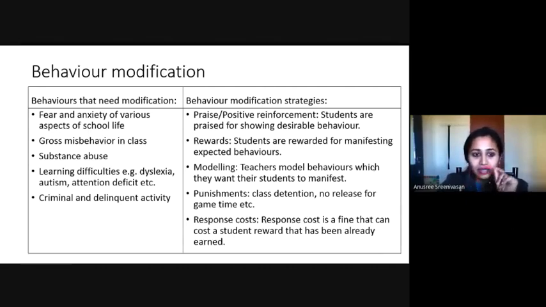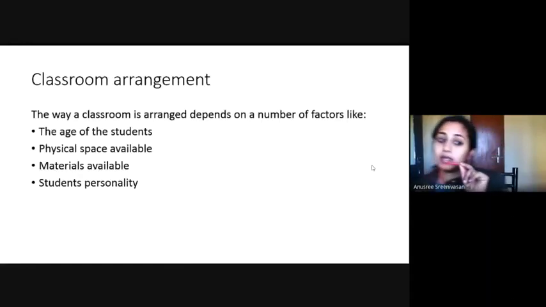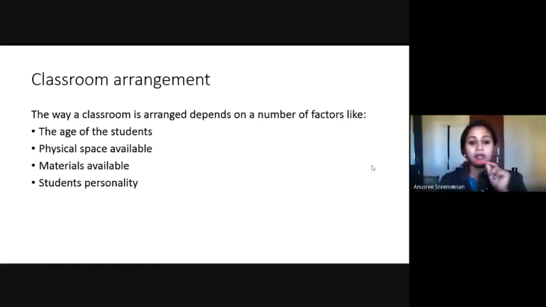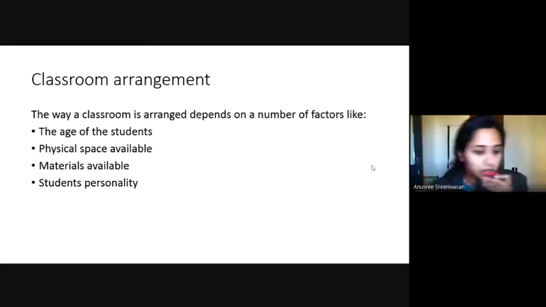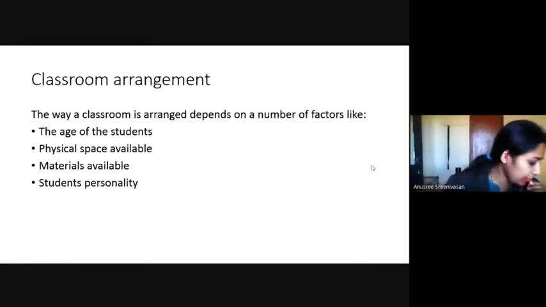Now another consideration for classroom management is classroom arrangement. Classroom arrangement refers to a layout of the physical set of chairs, tables, and materials in a classroom. So it's just how you arrange your classroom. And the dynamics of classroom interaction is often dictated by how you arrange your classroom space.